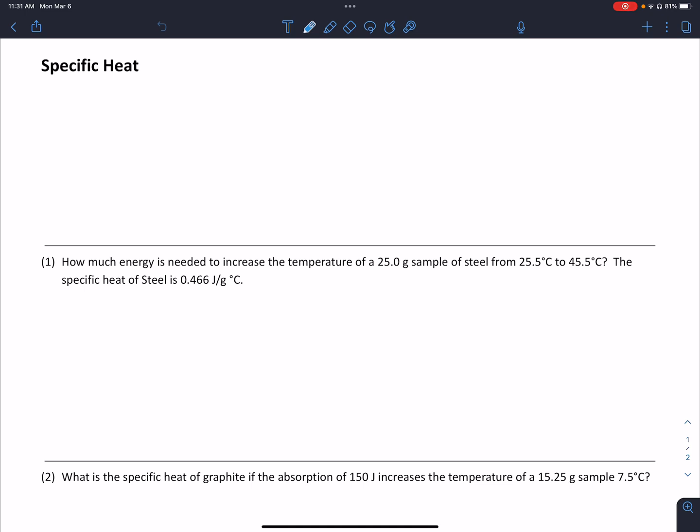This one's going to focus on specific heat as part of our unit on thermochemistry. All right, well up first, what is specific heat?